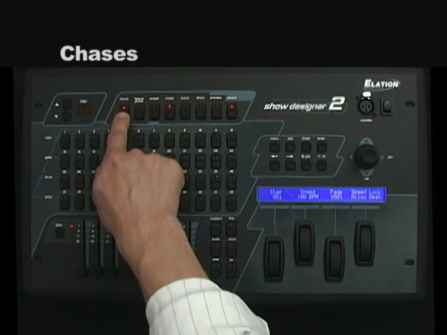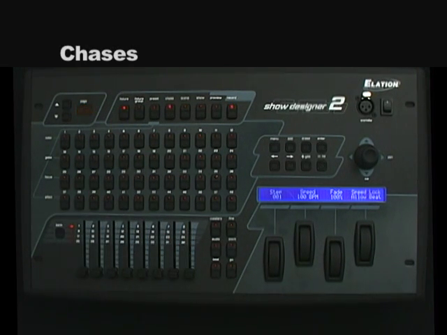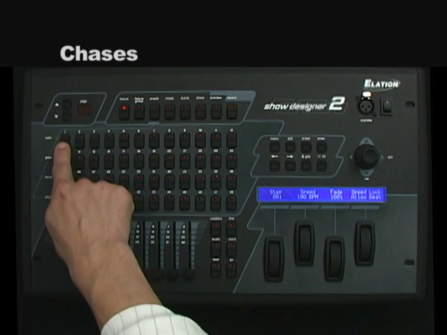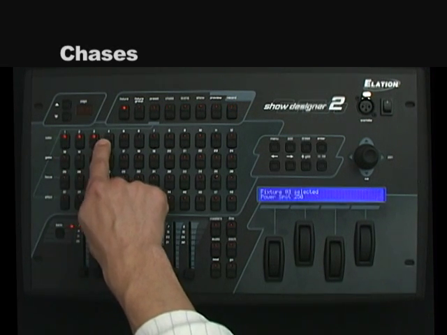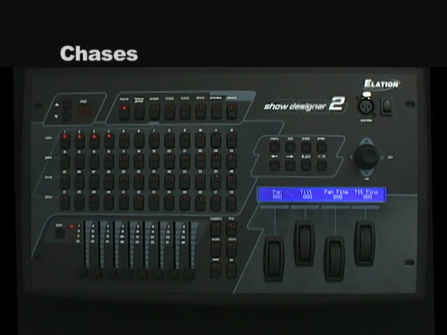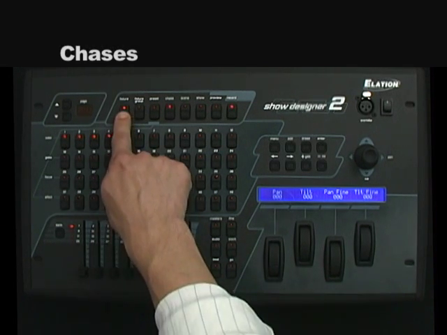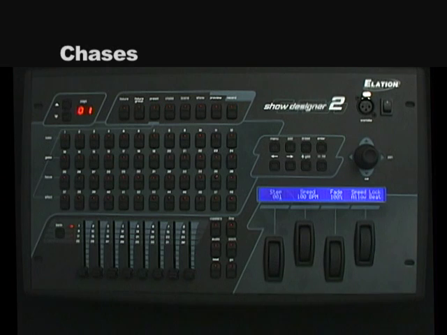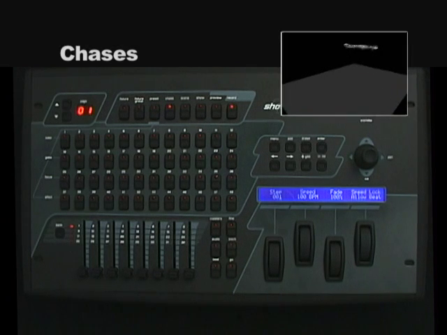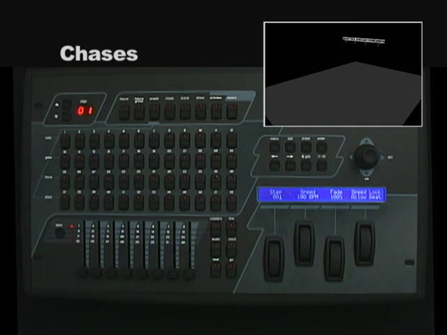Next, press the fixture button and select the fixtures that you want included in the chase. I'll select fixtures 1, 2, 3, and 4 using the 1 through 48 number buttons. Then deselect the fixture button. Any adjustments made from this point forward will be recorded into your chase, so be careful not to touch any channel faders that you do not want included.